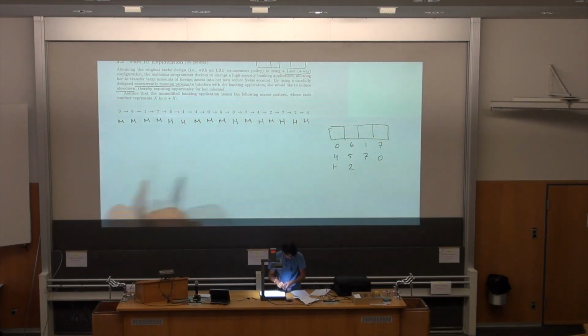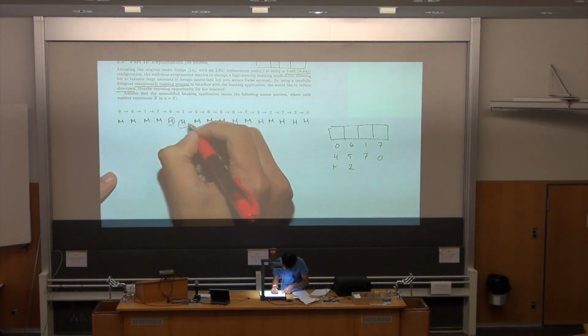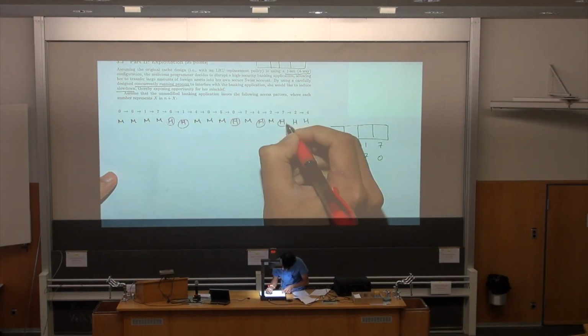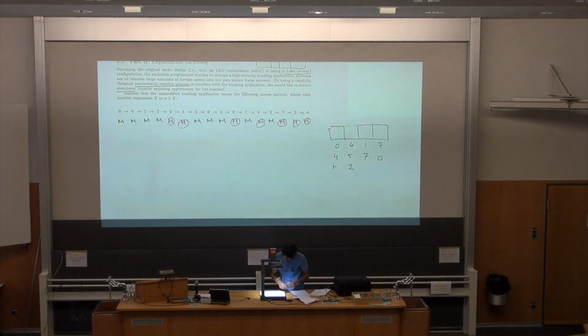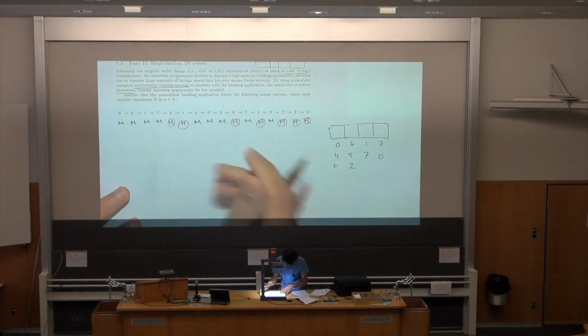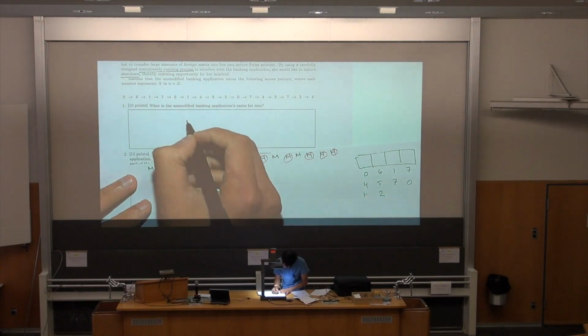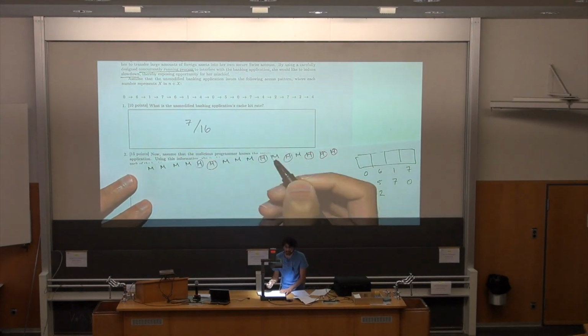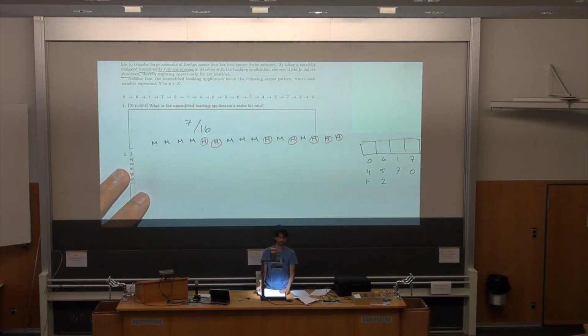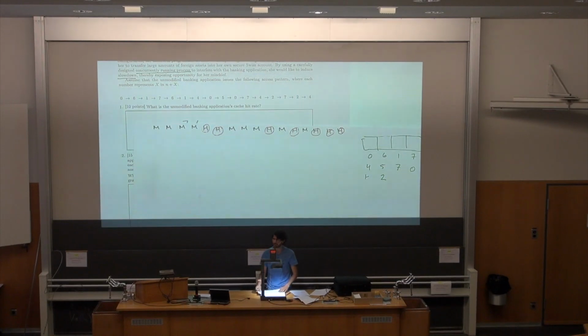Now, to calculate the hit rate, it's however many hits we had. We have 1, 2, 3, 4, 5, 6, 7 hits out of 16 total accesses. So the answer here is simply 7 out of 16. It's just straightforward cache simulation.